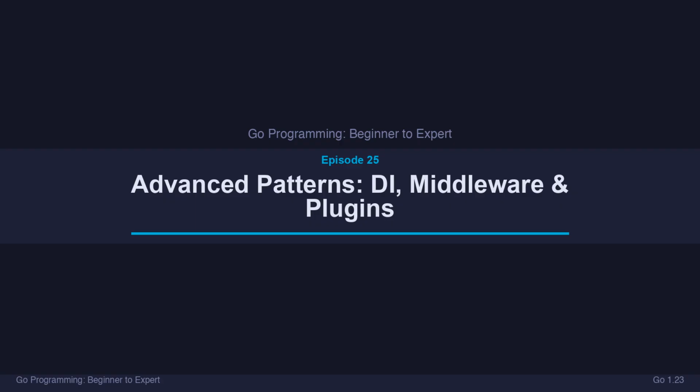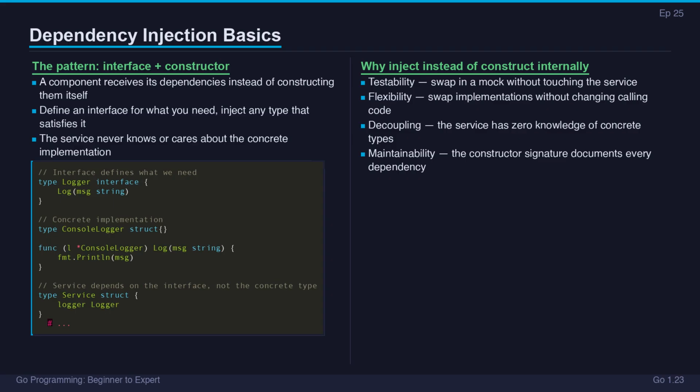This episode covers dependency injection, middleware chains, and plugin architecture, the patterns that let simple Go pieces compose into real application structure. Dependency injection means a component receives its dependencies from the outside instead of constructing them itself. In Go, that's an interface plus a constructor function, nothing more exotic than that.